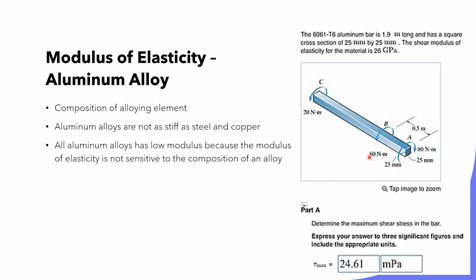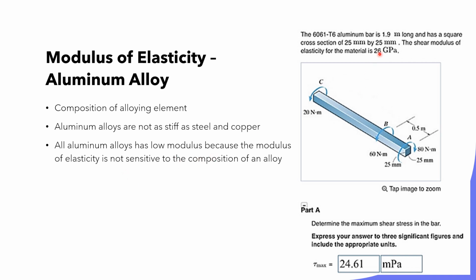So this is just an example of a 6061 aluminum bar. They cut it to about 1.9 meters. These are the dimensions, with a cross section of about 25 millimeters by 25 millimeters, and they calculate the modulus of elasticity for that aluminum. They get about 26 gigapascals. So if you take a look at it, that means it has a low modulus.